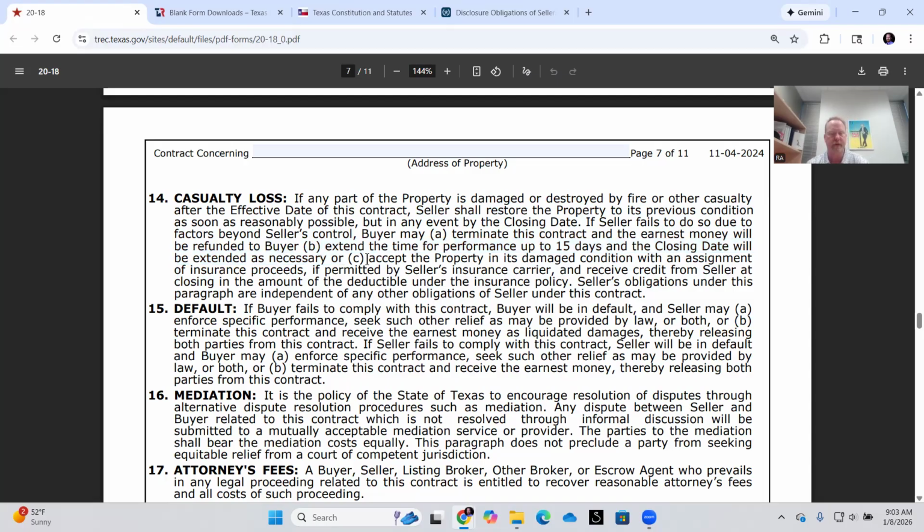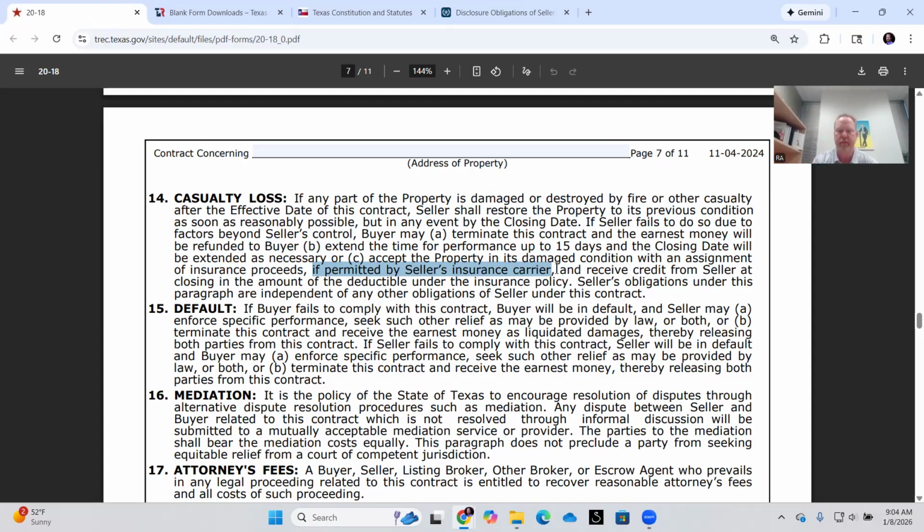Now, this is the one that causes complications, right? Accept the property in its damaged condition with an assignment of insurance proceeds if permitted by seller's insurance carrier. I have seen where this could be an issue because the seller's insurance carrier will not do an assignment of proceeds, and that complicates things. So if you're discussing that, the seller needs to get in touch with their insurance agent, go through that, and get the paperwork and proof that they will assign the proceeds to the buyer after closing in order to get the repairs completed.